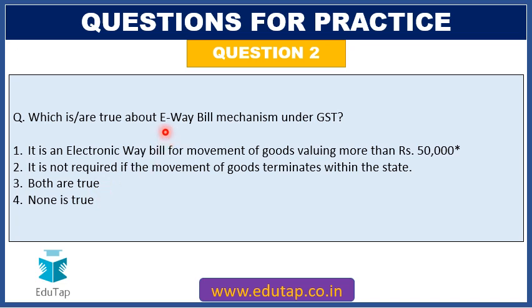So friends, we have talked about the conceptual framework pertaining to e-way bill or electronic way bill mechanism in India under the GST regime, and in this regard we have learnt that e-way bill is required for both intra as well as interstate movement of goods valuing more than rupees 50,000. So in this case, first statement is going to be true, but the second statement is not going to be true. So our answer is going to be option number 1.